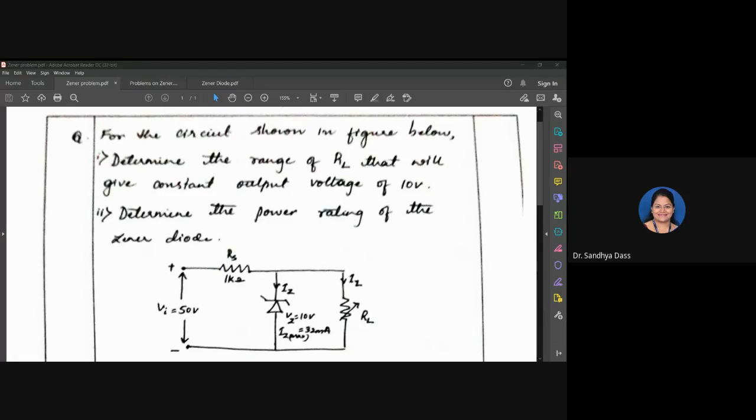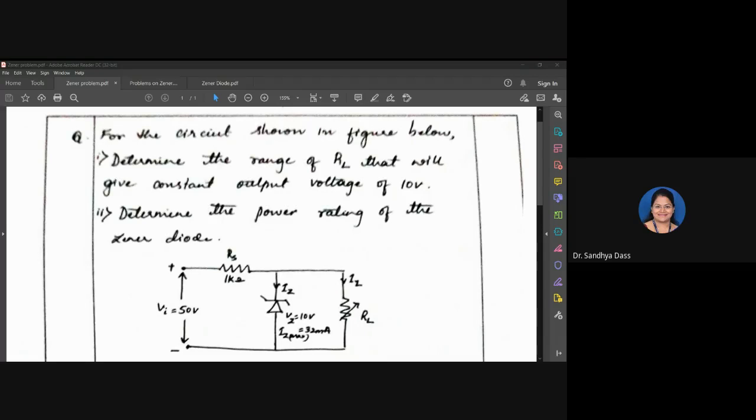Let me just give points there. Assuming minimum Zener current to be 0. It is not given, so there we have to assume that minimum Zener current to be 0. So that will be our first stage. Then IL will be equal to IS, which will be 40 milliamps, because you have already calculated IS.